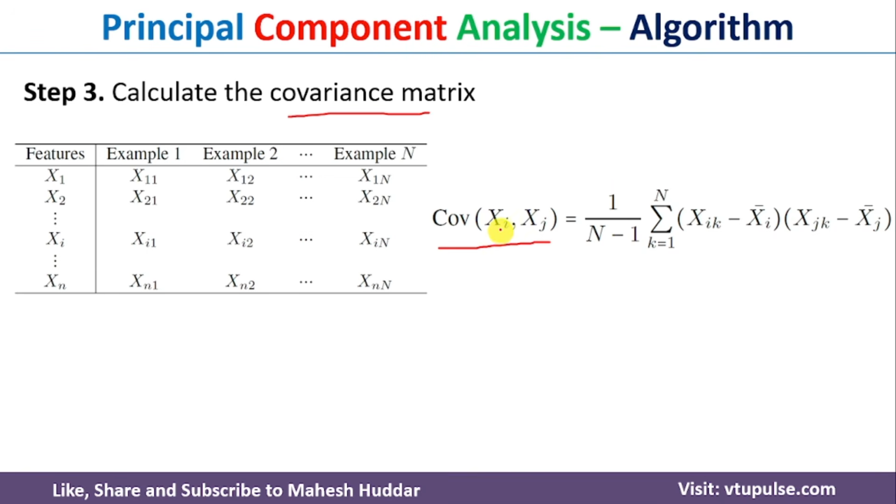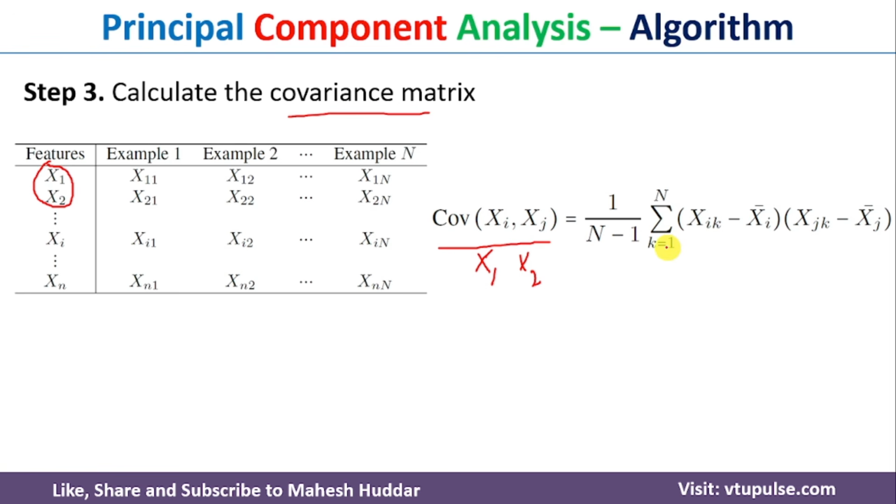Now let us say I consider this as x1 and then x2 here. The meaning is that I want to calculate the covariance with respect to these two features. How can we calculate this? It is 1 divided by N minus 1, where N is the total number of examples. That is what we can easily do. k goes from 1 to N.